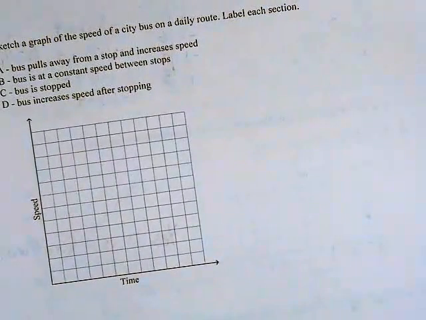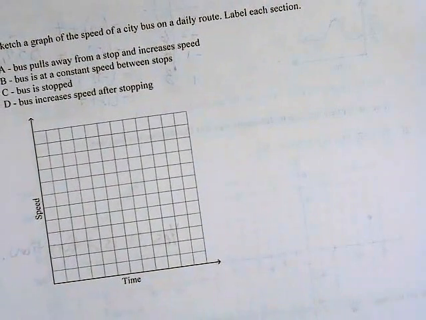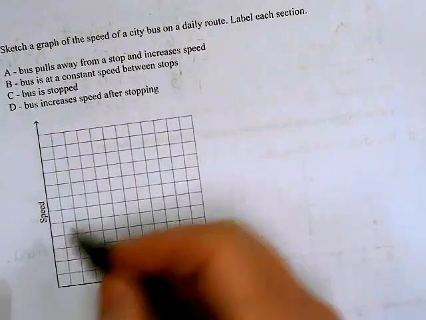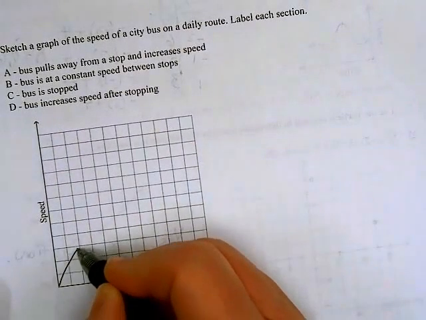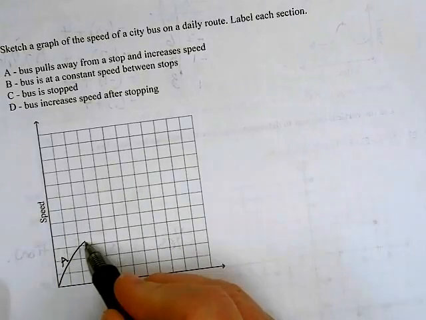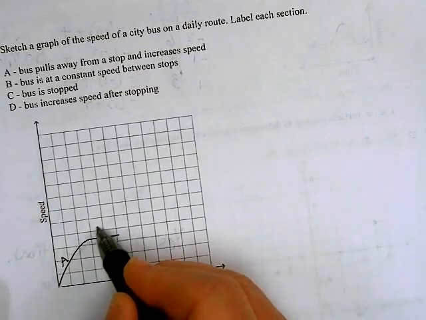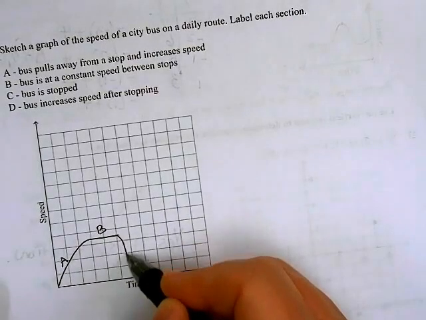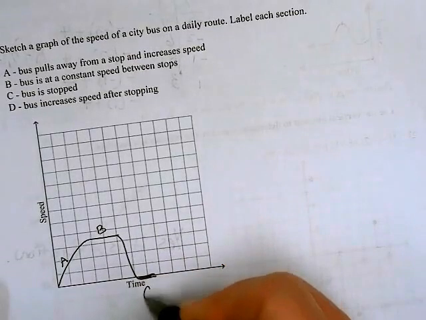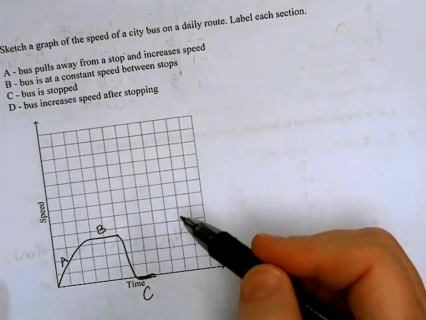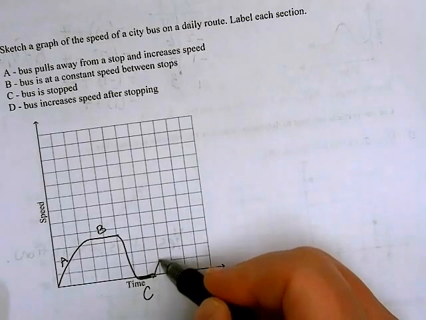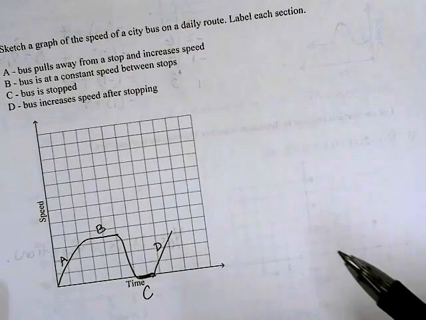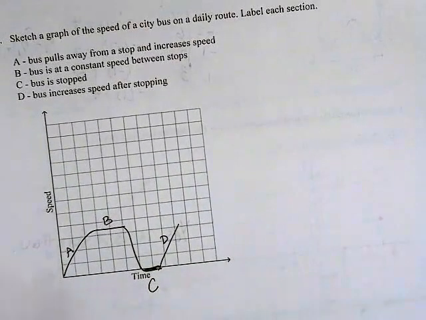Sketch a graph of the speed of a city bus on a daily route and label each section. Part A, the bus pulls away from a stop and increases speed. So, something like this. That's part A. The bus is at a constant speed, so it's a flat part of the line. Part C, the bus is stopped, so I'm down here at the bottom. And then it increases the speed after stopping. That's part D. Okay? Yours doesn't have to look just like mine, but it needs to be fairly consistent.